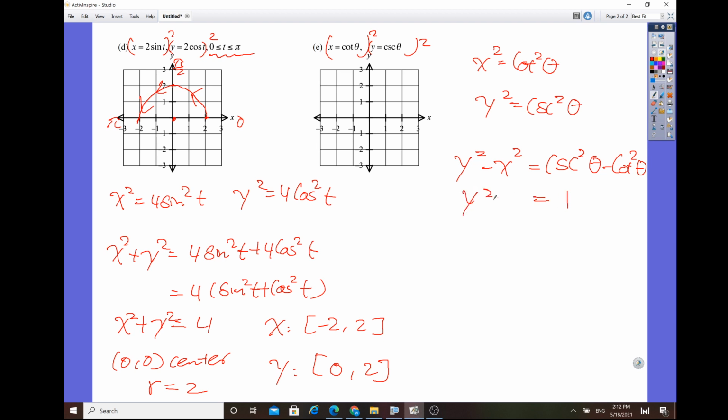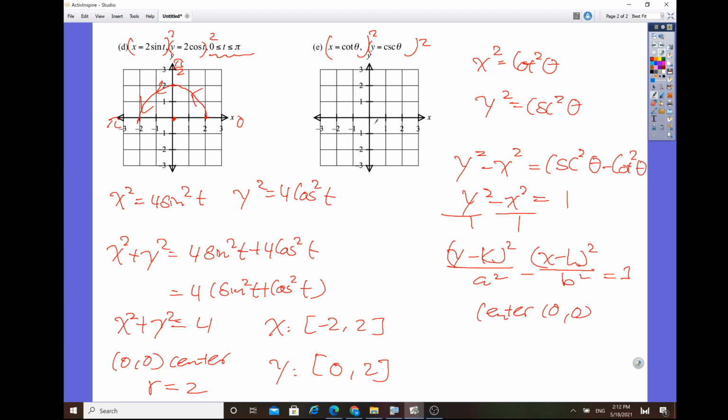So this one turns out to be a hyperbola. The center is h comma k, so the formula is y minus k quantity squared over a squared minus x minus h quantity squared over b squared equals 1. So the center is h comma k, which is 0, 0. Once again, 0, 0. And the vertex, this one tells you that the value of a is 1, so 1 unit up, 1 unit down.